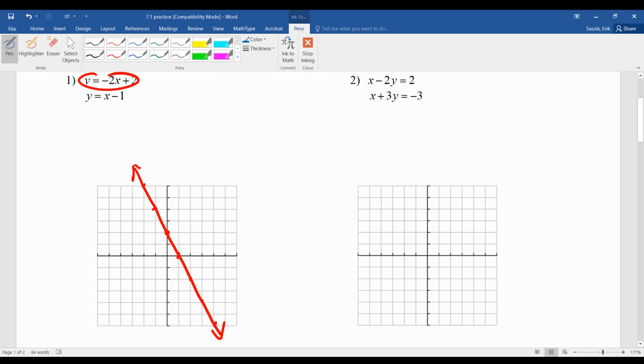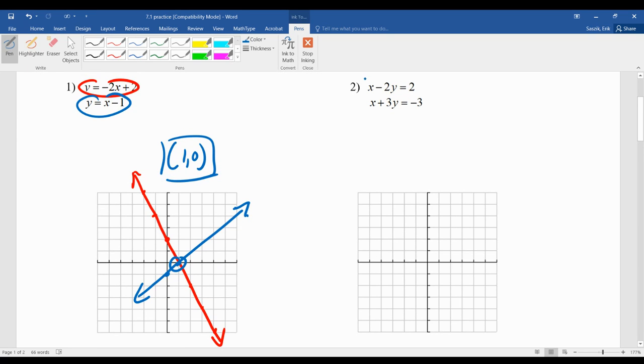Now, this one I'll do in blue. There's the -1. Remember, there's an invisible slope of +1. That means up 1 over 1. So all I had to do was make a couple points there. And that's my point. Now remember that point, don't forget to write that point down. Okay.